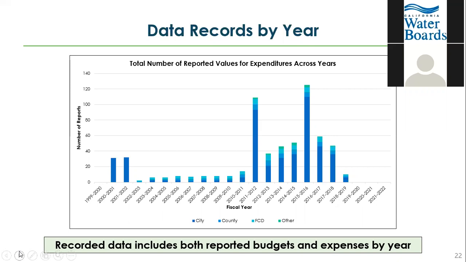You'll see in this graph that the majority of the reporting is in more recent years, with 2011-12 and 2015-16 having the most reporting. These would be the individual records that we had. In some communities, the reporting covered multiple years. In other communities, it was a single year of reporting, or maybe one or two recent years. This varied across the different reports. So these graphs represent individual records of an expenditure within a municipality, city, county, or flood control district across California for the communities that we found information for. Next slide.